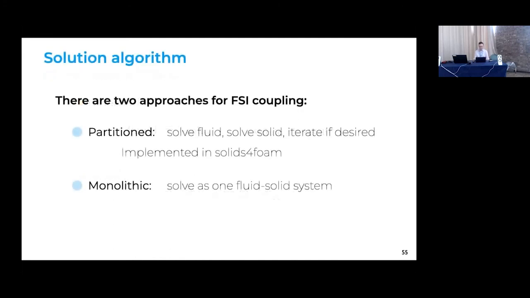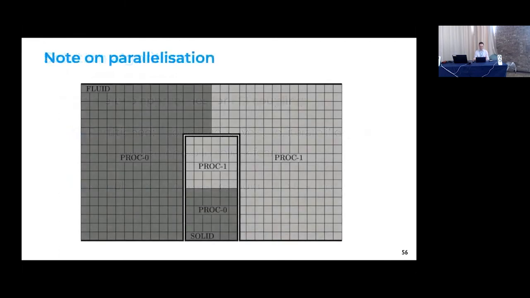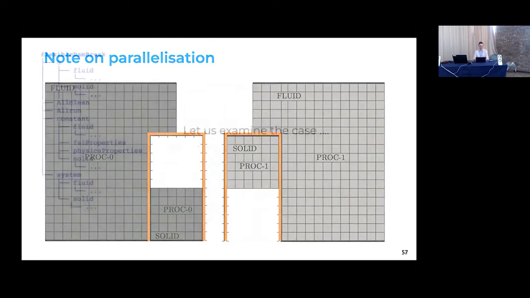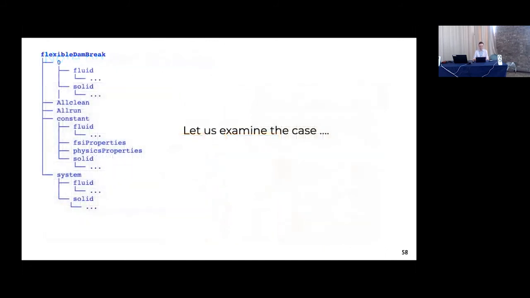So I said there's two approaches, partitioned and monolithic. OpenFOAM, or Solids4Foam, uses partitioned. Just a note on parallelization. The fluid gets decomposed into how many processes you have, and then the solid does, because they take turns. So if you have 8 cores, it'll be 8 on the fluid and 8 in the solid. That might not be the most efficient if you have a small solid and a big fluid, but that's the way it works. And the interface is stored on all cores as well, just to facilitate the algorithm implementation.